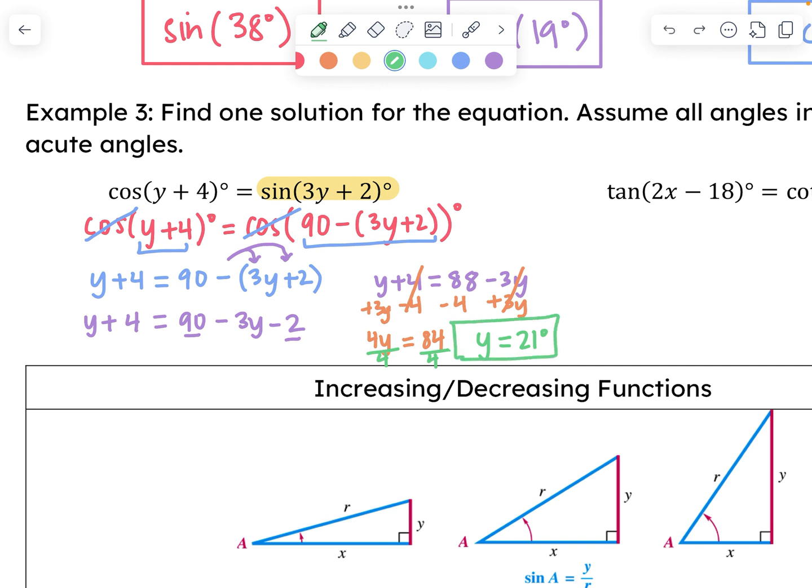So my solution here would be that y is equal to 21, and then I could plug it back into the equation if I needed to.